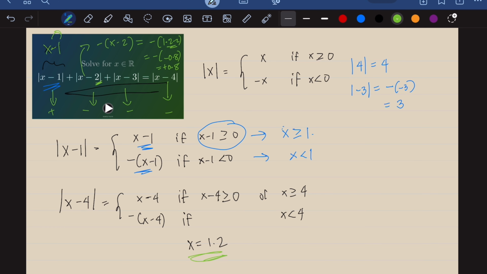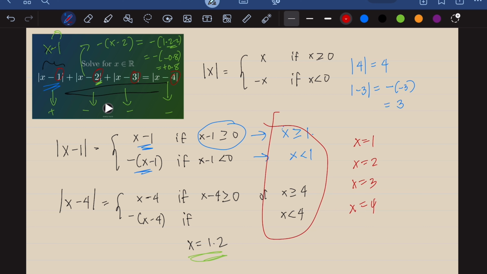So we want to summarize all cases where each of these terms are positive or negative, and their combinations. To do so, we will look at what we call the critical points for this equation. The critical points here would be x equals 1, x equals 2, and x equals 3, as well as x equals 4. These values are obtained based on the analysis that we did earlier.